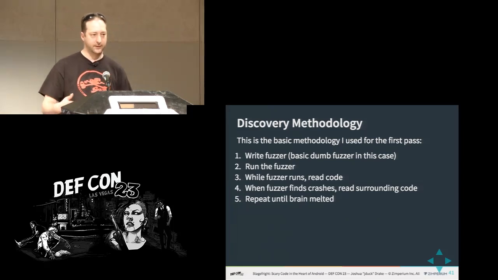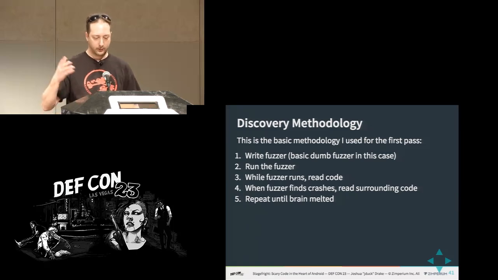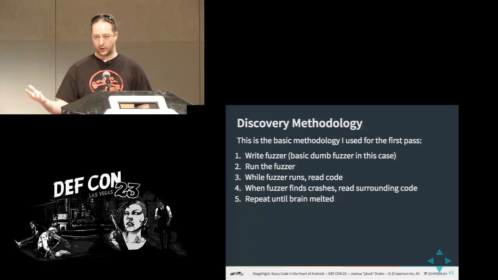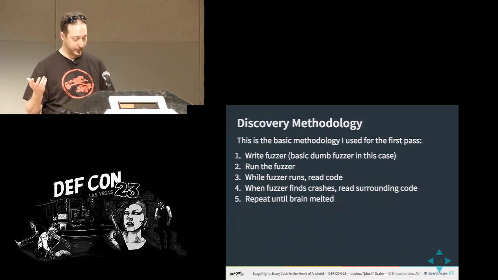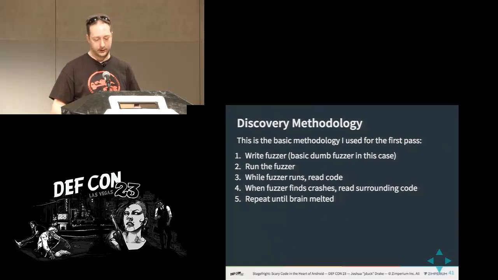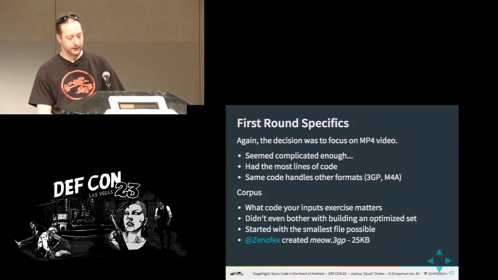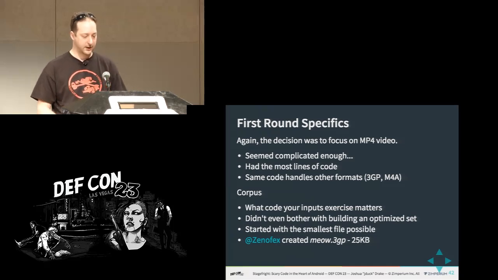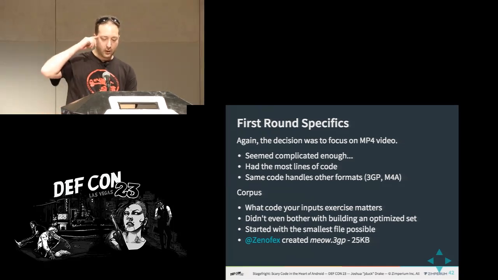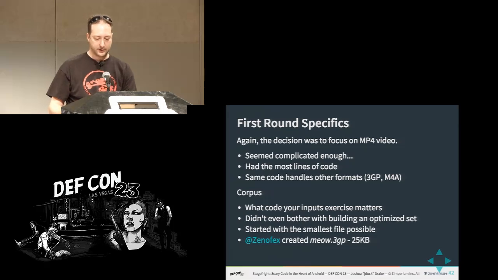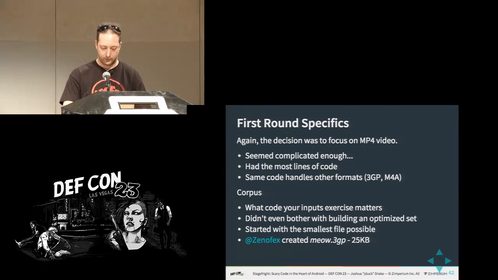All right, so the basic methodology was to write a fuzzer, a simple one, really dumb. It will just process media repeatedly, and while it's running, you go read some code. If it crashes, then you go read the code where it crashed, because obviously that's got to be some pretty bad code. You just do that until, again, your brain melts and you want to go nap. The first round focused on MP4. We didn't bother to create a large corpus. We basically just used one media file or two.